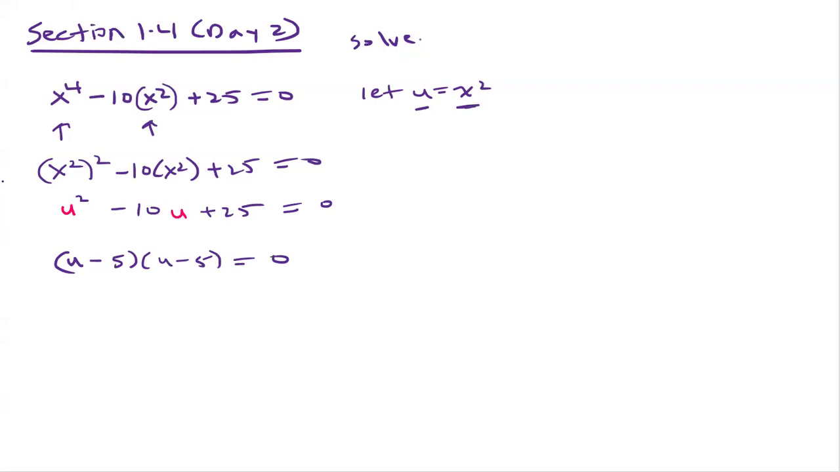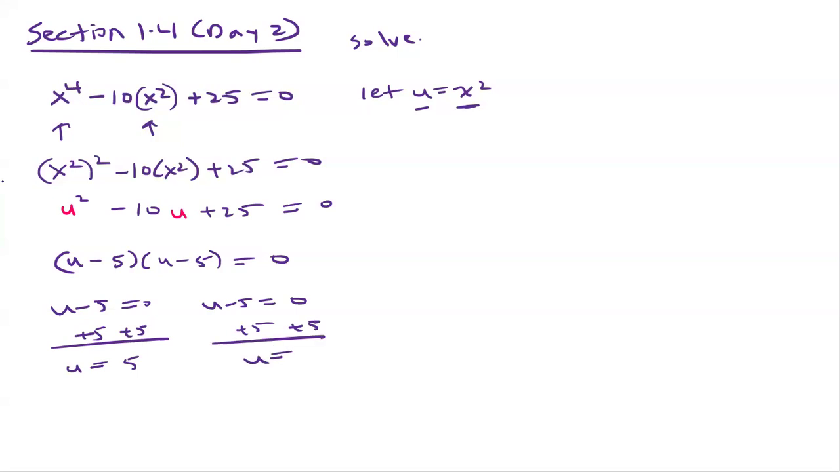I know they're the same factor, but I just want to set them both equal to 0, and then I'm going to solve for u. I'm going to add 5 to both sides. We get u equals 5. So u is equal to 5. Same thing here, u is equal to 5.